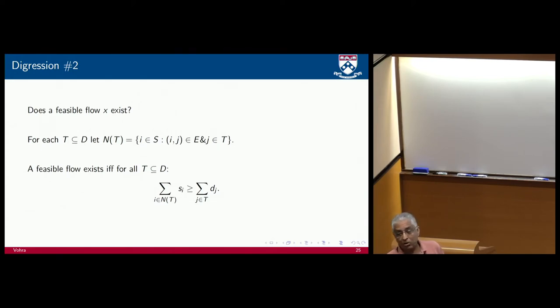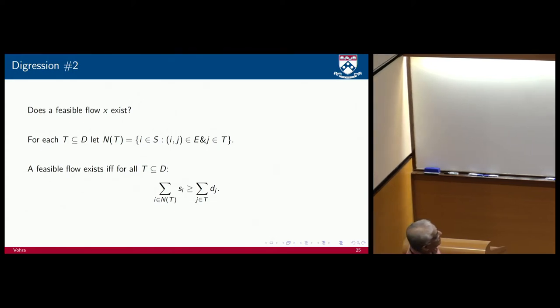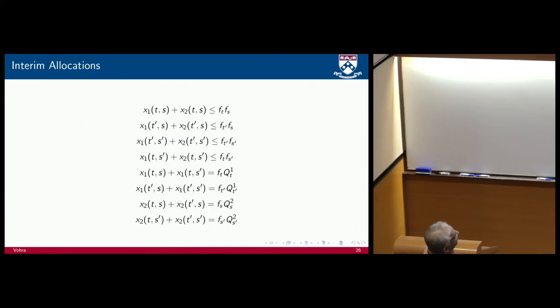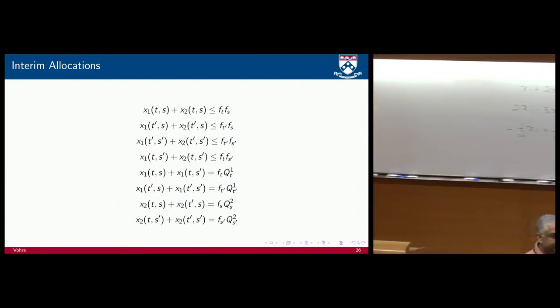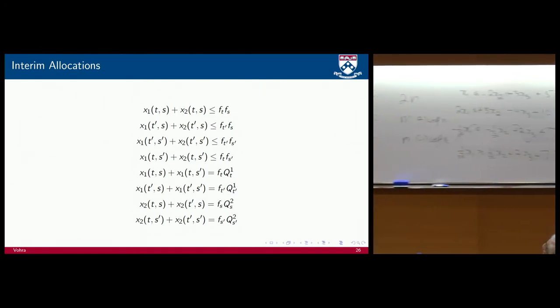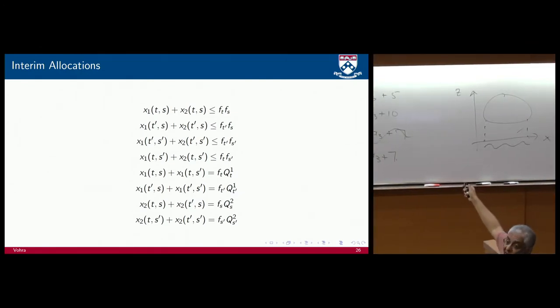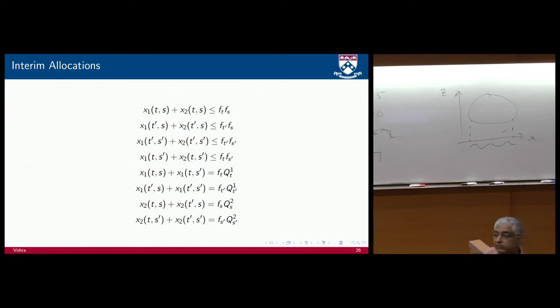So those of you who know Hall's marriage theorem, S and D are all one. Now, why is this digression relevant? Demand, supply. I can think of each of these as a supply node. So every profile of types is a supply node. Every interim allocation is a demand node.